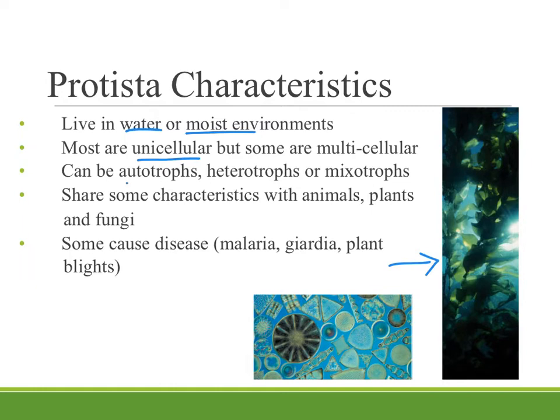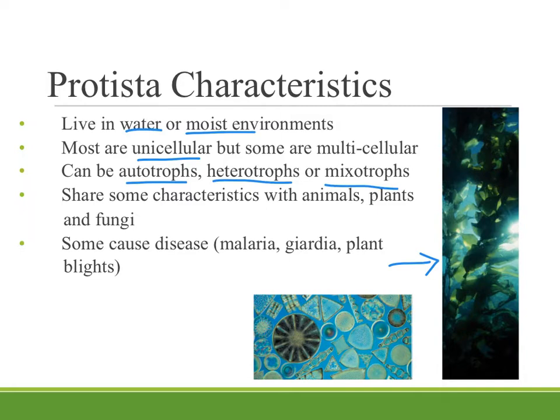Protists can be autotrophs. They can make their own food using energy from sunlight through photosynthesis. They can be heterotrophs, where they need to take in other organisms for their food source, or they can be something called mixotrophs, which can do both autotrophic and heterotrophic processes to get the energy that they need. Protists share some characteristics with animals, plants, and fungi, but they're not exactly like them.